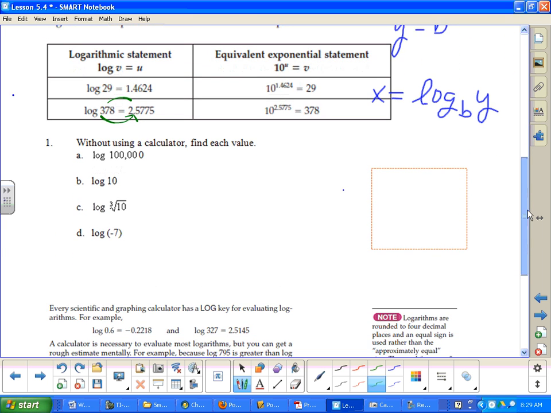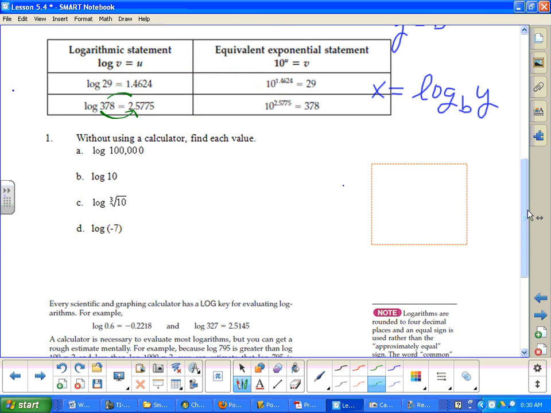So when we solve these equations, and it says without using the calculator find each value, what we're trying to do is say, okay, 10 to what power equals these numbers here. So 10 to what power is 100,000? Why is it 5? Because there's 5 zeros. So this is equal to 5, because 10 to the 5th is 100,000. B, the log of 10 is equal to 1, because 10 to the first power is 10.